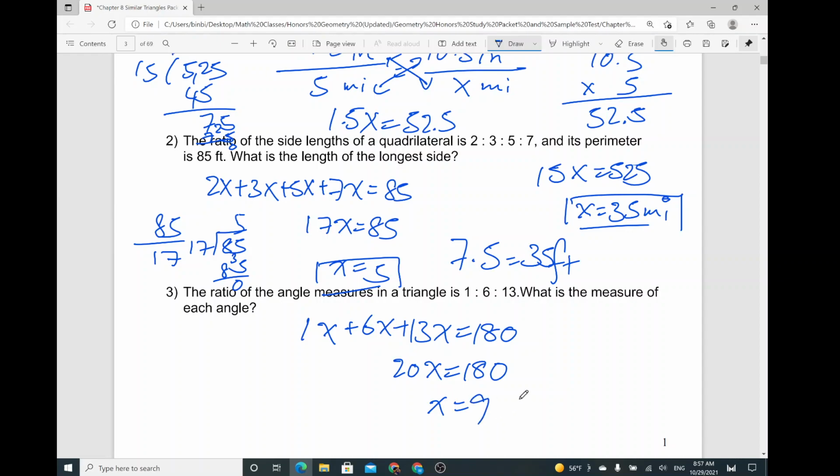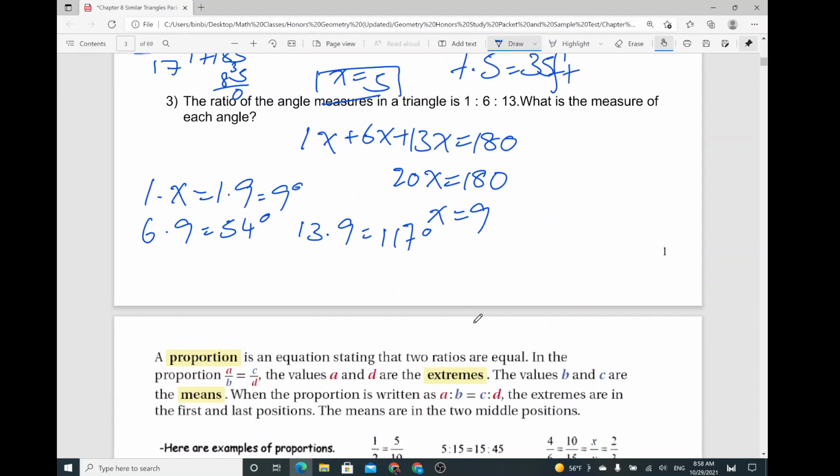So you get 9. That means the first angle is 1 times x, 1 times 9, which is 9 degrees. The second angle is 6 times 9, 54 degrees. And then the third angle, 13 times 9. 3 times 9 is 27, 1 times 9 is 9, plus 2, 117 degrees. Okay? So that's how you get all those elements.